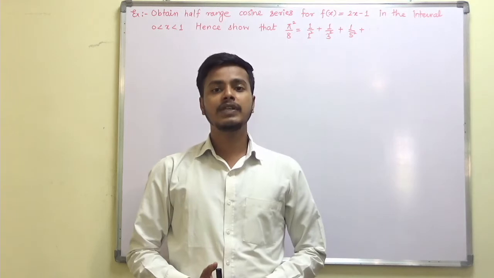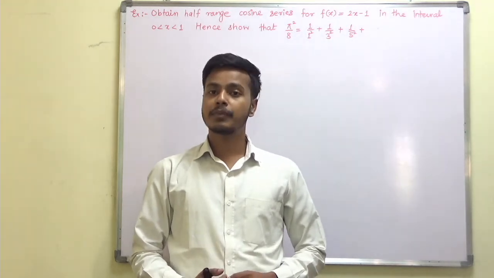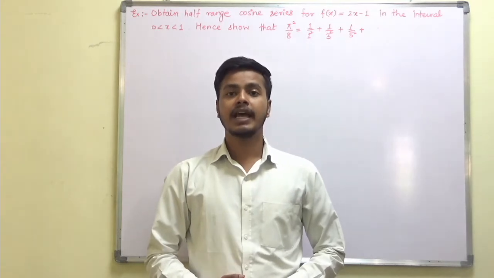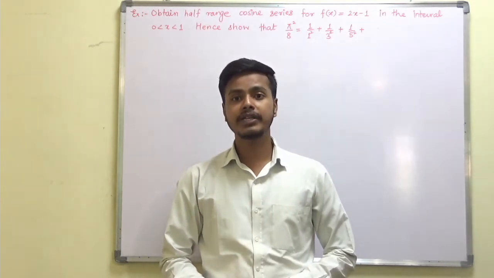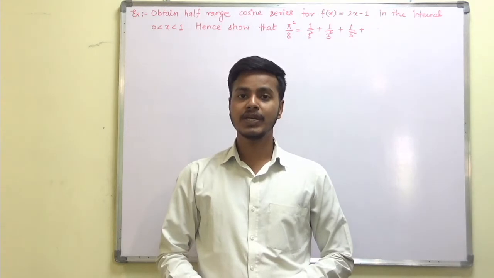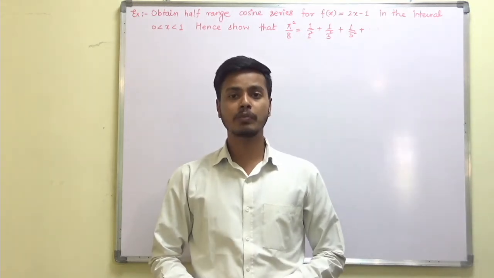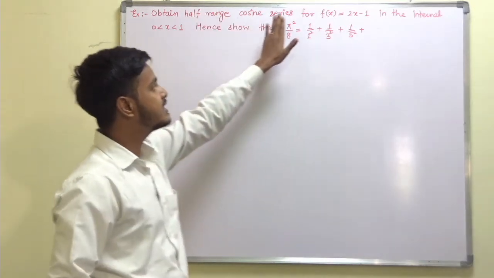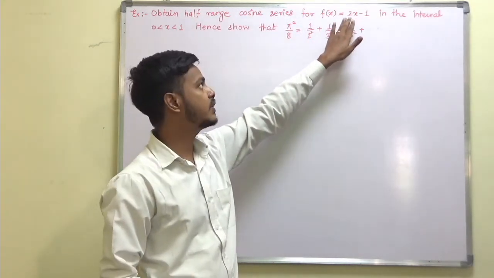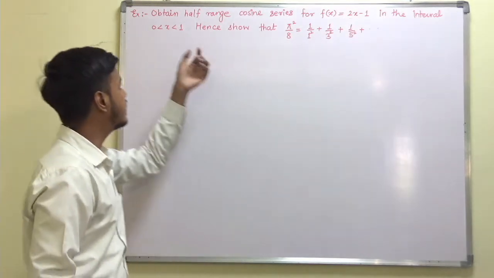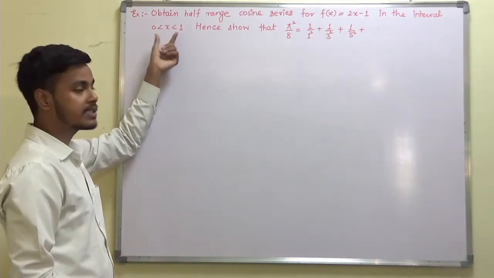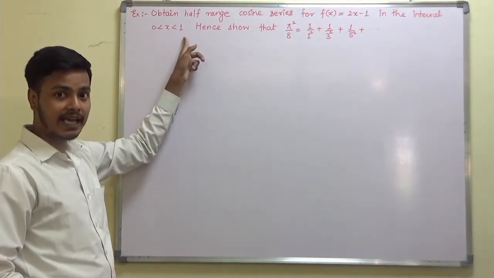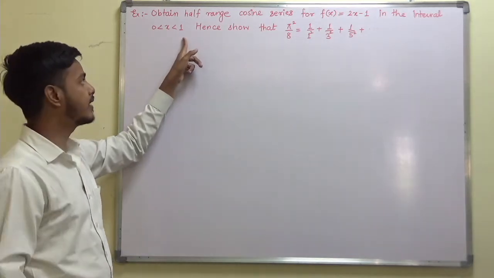In this learning video, we are going to take a problem on half-range cosine series, and that too in the arbitrary interval. Okay, so let us see what this problem says. This problem says obtain the half-range cosine series for the function f of x is equal to 2x minus 1 in the interval 0 to 1. So instead of 0 to L, we have 0 to 1. So what is L? L is equal to 1.